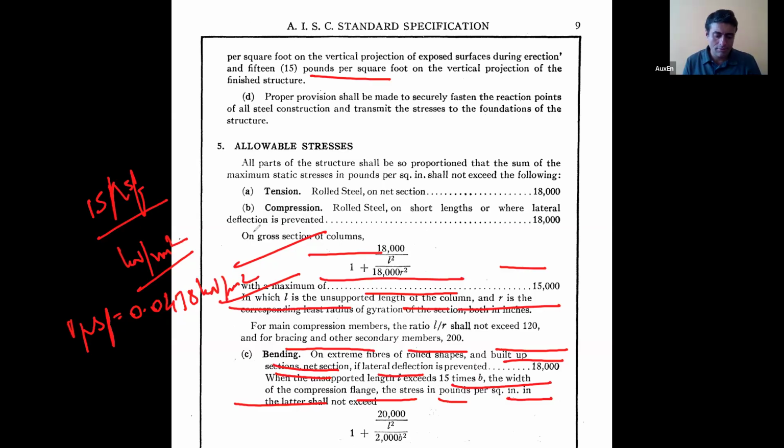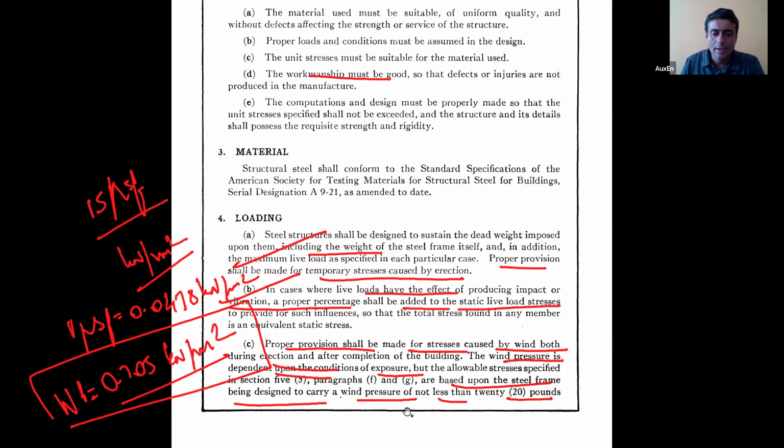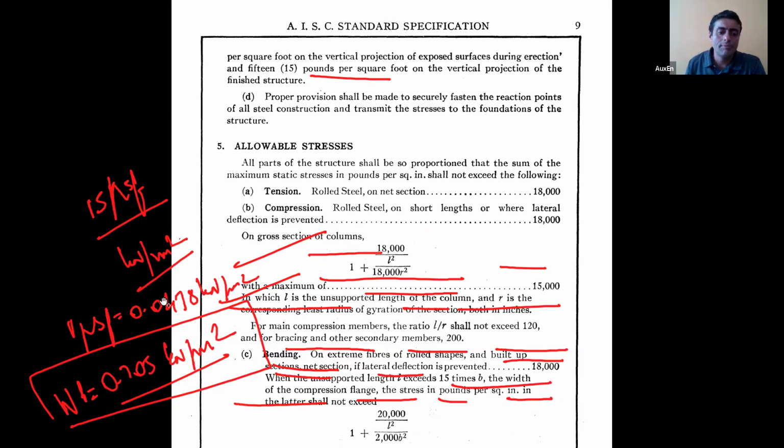So 1 PSF into 15 is 0.705. So 0.705 kilonewton per meter square is the wind pressure for which they are expecting that the wind exposure will be less than this particular value, assuming the steel frame is designed to carry this much wind pressure, 0.705 kilonewton per meter square. Not much, isn't it?